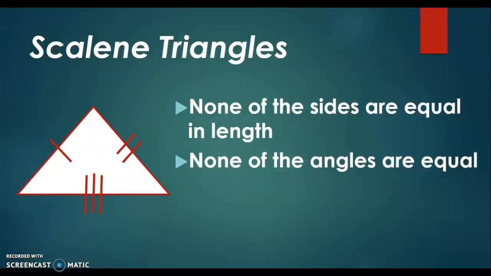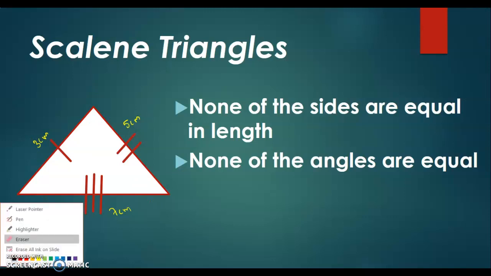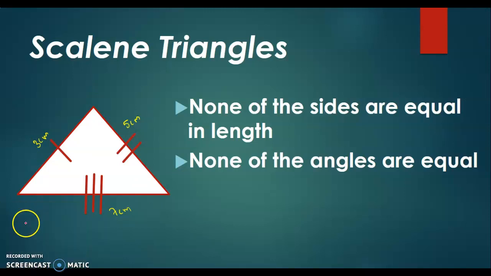The third one we want to go through is our scalene triangles. This one is pretty much the easiest. None of the sides are equal, and none of the angles are equal. So if this side is 3 centimeters, this could be 5 centimeters, and this could be 7 centimeters, or it could be 4 inches, 7 inches, and 2 inches. The only thing you need to be careful about is the angles. Even though not all the angles are the same, they should all add up to 180 degrees at the end.